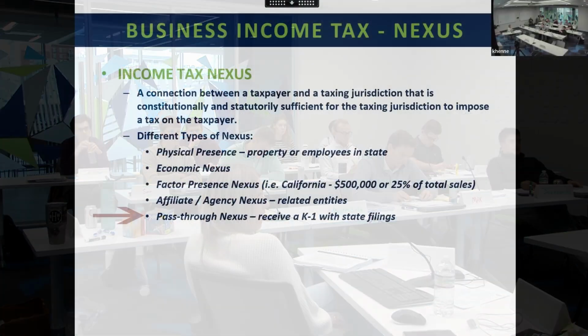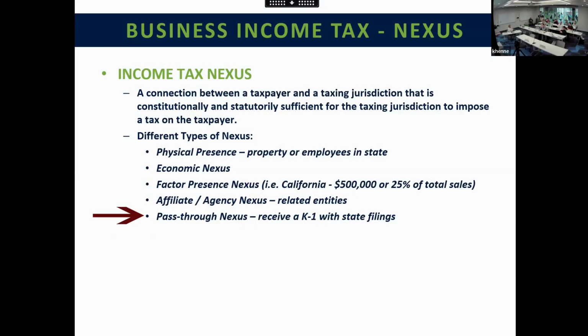And then pass-through nexus. This is something I think that trips a lot of newer preparers up, when you have a return that you're working on and all they get is K1s from other businesses. How do we know when we need to file in those states? We don't have any of our own activity to figure it out, right? We don't have payroll or property anywhere, so how do we know where we need to file? That's where the pass-through nexus comes in.